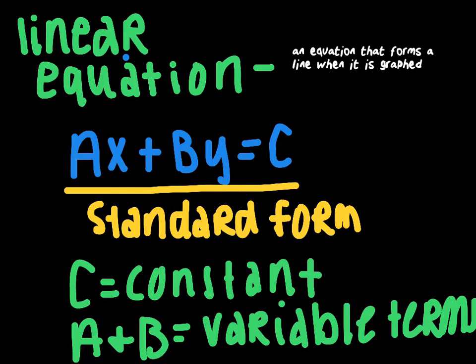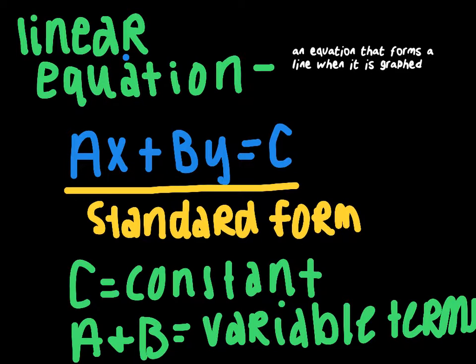Alright, so it starts with telling us what a linear equation actually is, and it's an equation that forms a line when it is graphed. So when you solve the equation and you graph it, it would form a line. So linear equations are often written in the form ax plus by equals c. This is called the standard form of a linear equation. In this equation, c is called a constant.